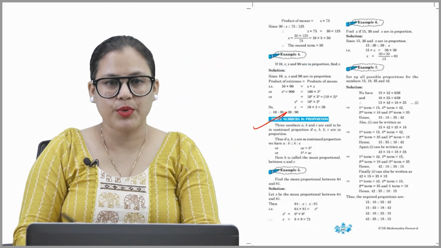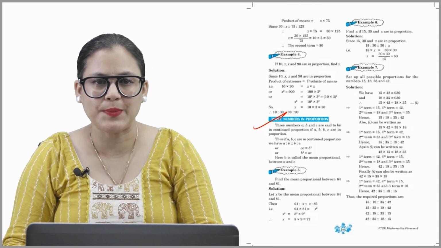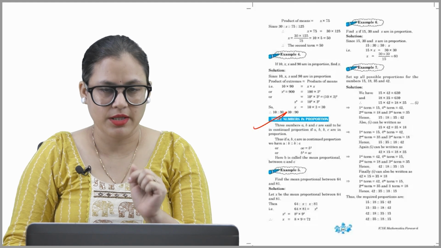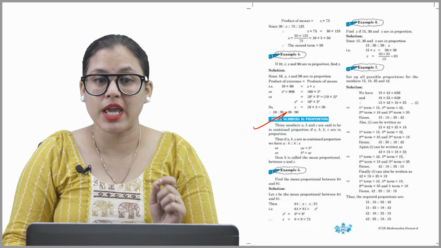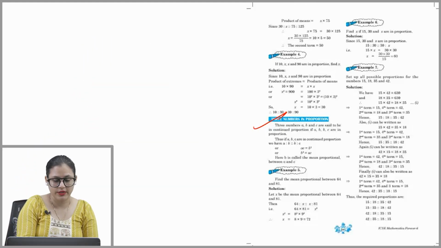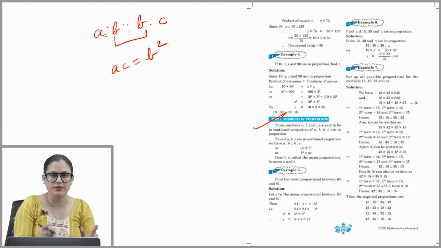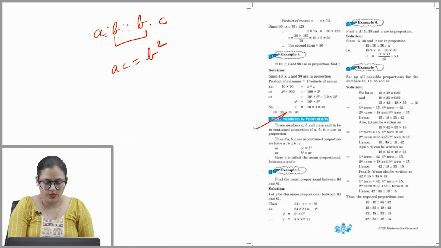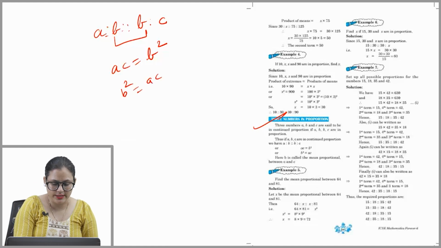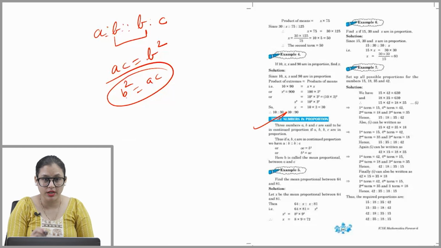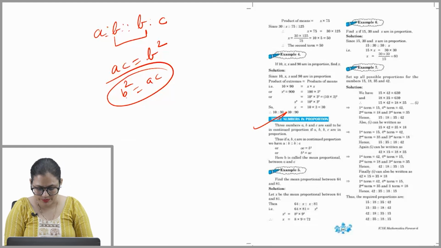Three numbers in proportion. Three numbers A, B and C are said to be in continuous proportion if A, B, then B, C are in proportion. Thus if A, B, C are in continued proportion, we have A is to B such that B is to C. That is AC is equal to B square. B square how? Because product of means is B into B is equal to B square. Or you can also say B square is equal to AC. So here B is called the mean proportional between A and C.